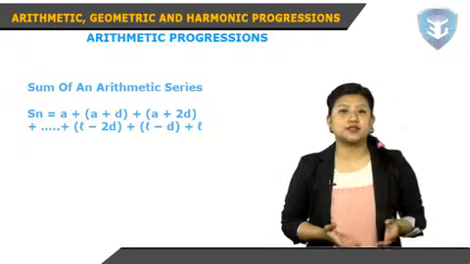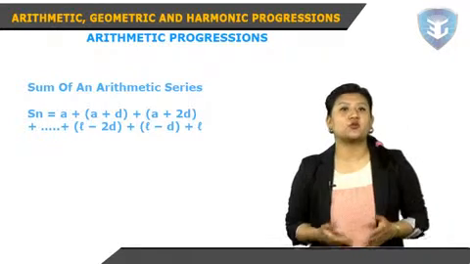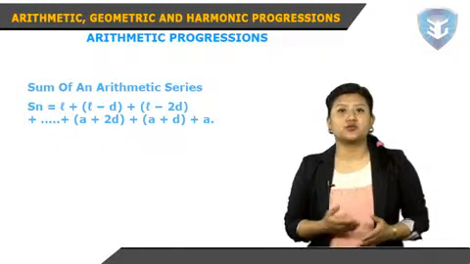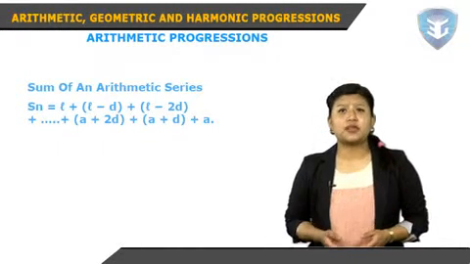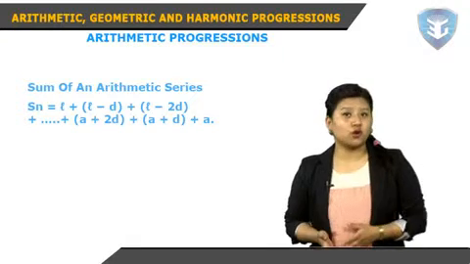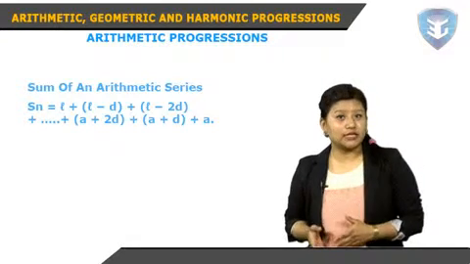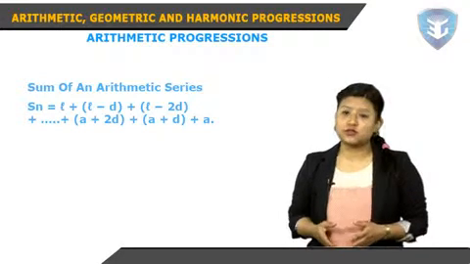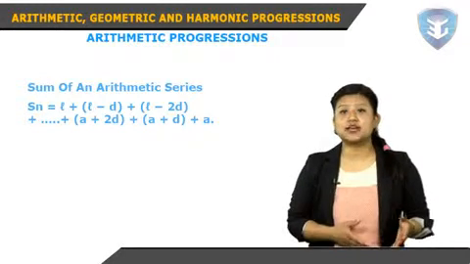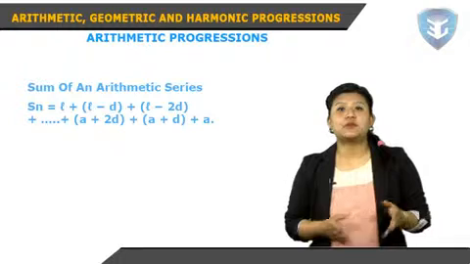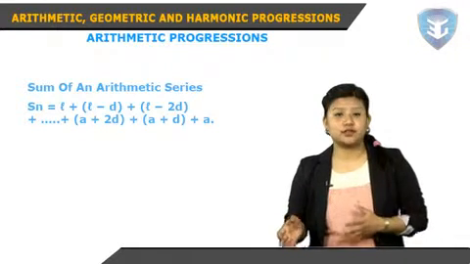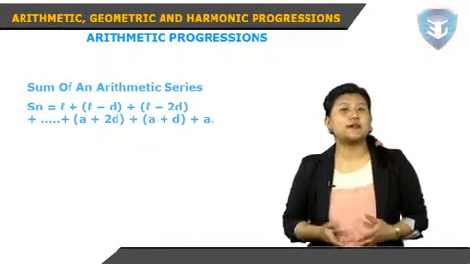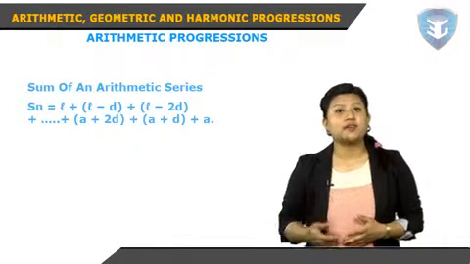Let us write the series down again, but this time we shall write it down with the terms in reverse order. We get Sn equals b plus b minus d plus b minus 2d and so on plus a plus 2d plus a plus d plus a. We are now going to add these two series together. On the left hand side we just get 2Sn, but on the right hand side each term in the first series will be added to the term vertically below it in the second series.